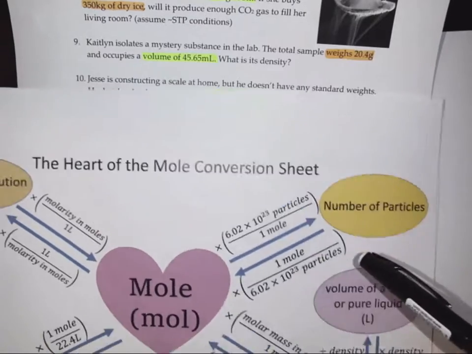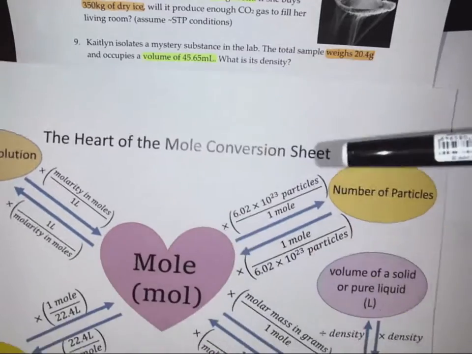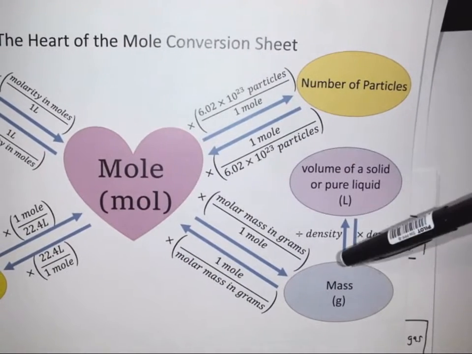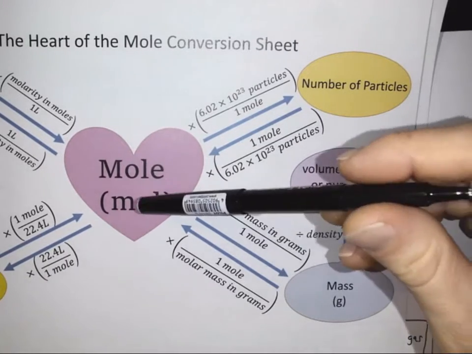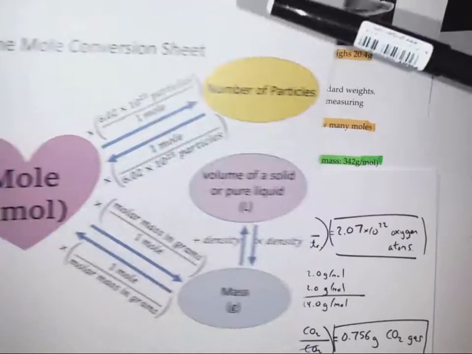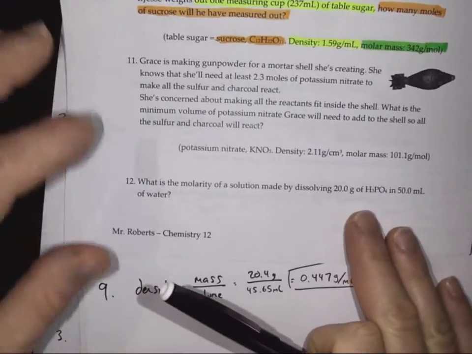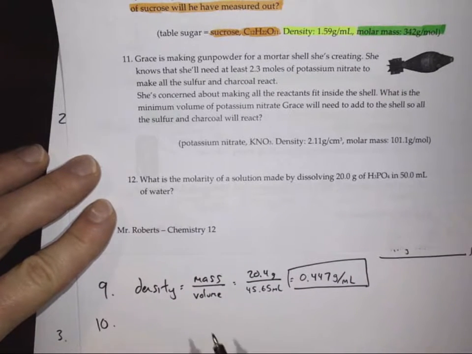So we're going to start here, and the question asks how many moles of sucrose will we have measured out. So that's really asking us to get to here. So we have to follow this path. Looks like we're going to multiply by our density and then divide by our molar mass. So let me just write a question 10 here, and so we're going to begin with 237 milliliters.